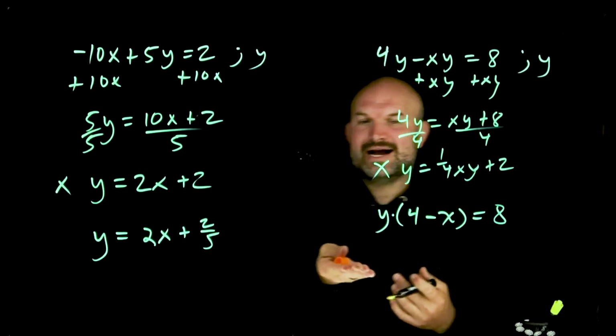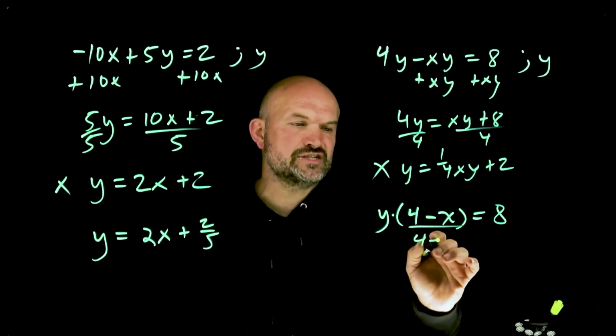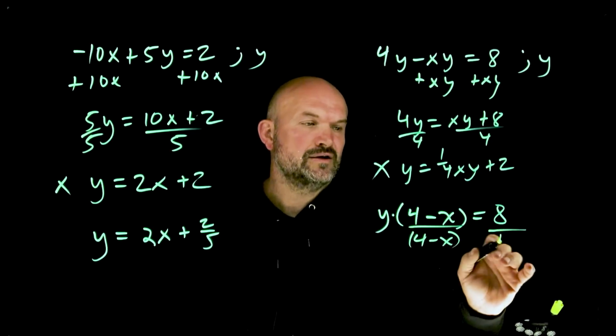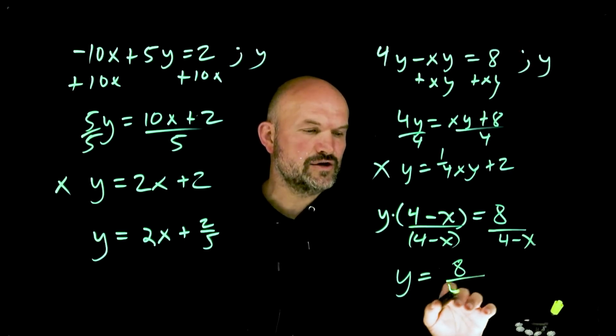Now, to solve for y, I see that y is multiplied by 4 minus x. To go ahead and solve for this, I'm just going to divide by the expression 4 minus x, and I get a final value of y equal to 8 over 4 minus x.